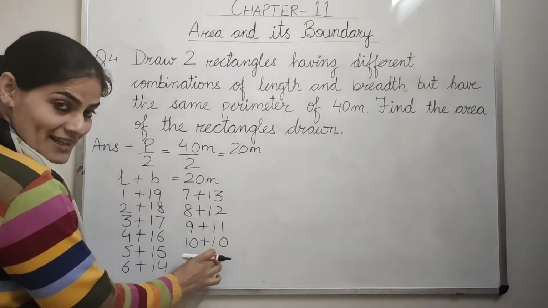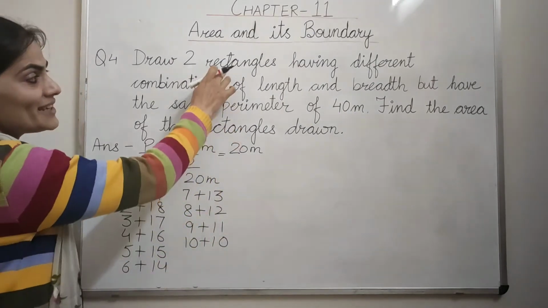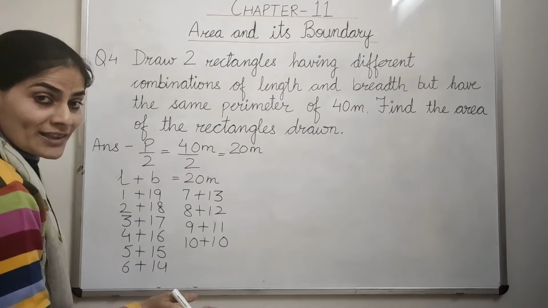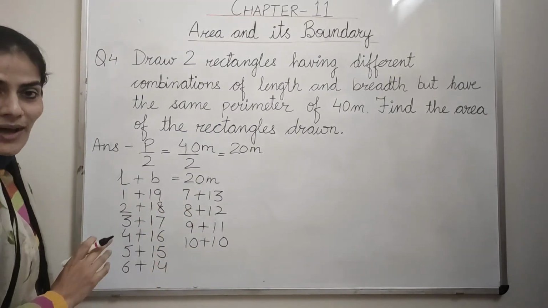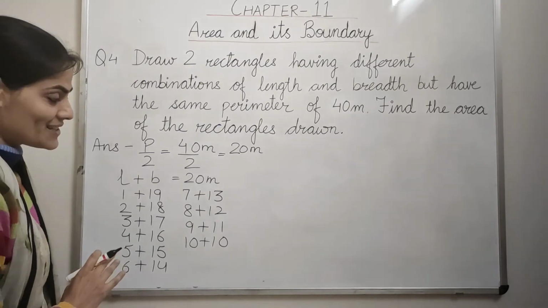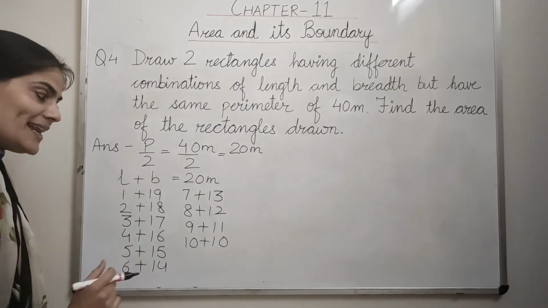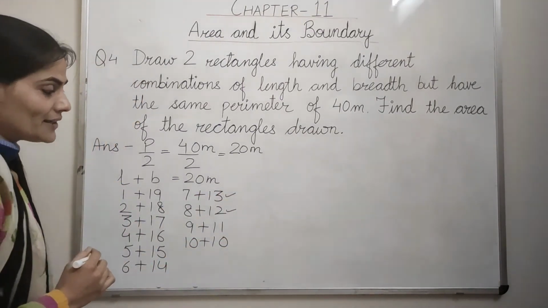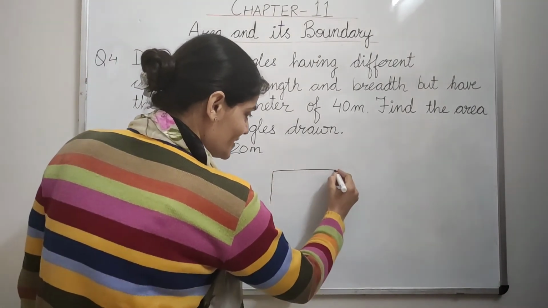Now, if I select this combination, then it is going to be a square. But we need rectangles. And if I write beyond this combination also, then it would be the repetition of the same two numbers which we have already written. So I should stop writing the combinations now. Select any two. I have selected these two. Fine. So let's draw the rectangles, everyone.